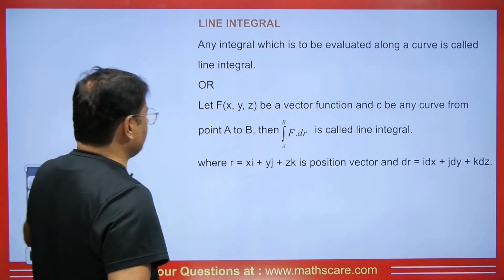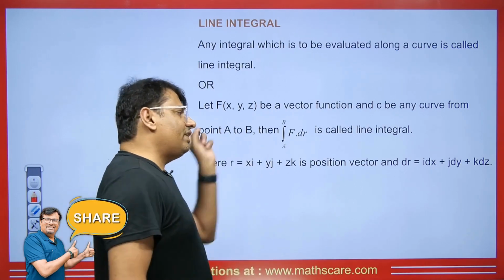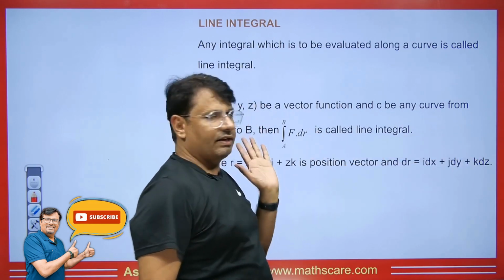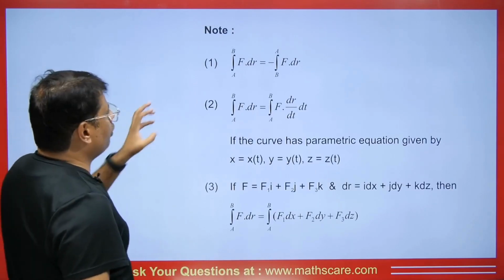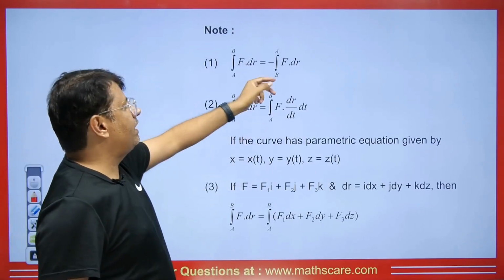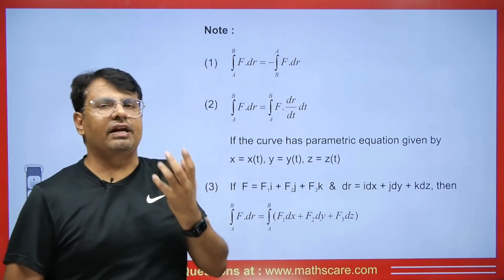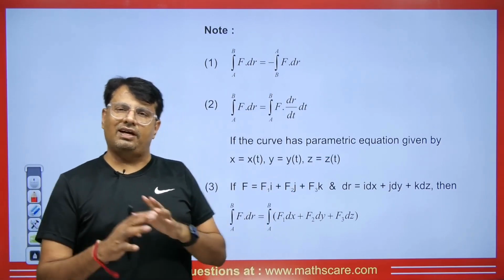I want to point out that this dr that appears, this r is the position vector and its derivative, that is dr = i dx + j dy + k dz, is the value we will put here. I will take some examples and try to explain them, but let's understand some properties first. If we have the integral from a to b of F dot dr and we change its limits, then a minus sign comes in front. The properties we have for definite integrals are the same and apply here, nothing new.